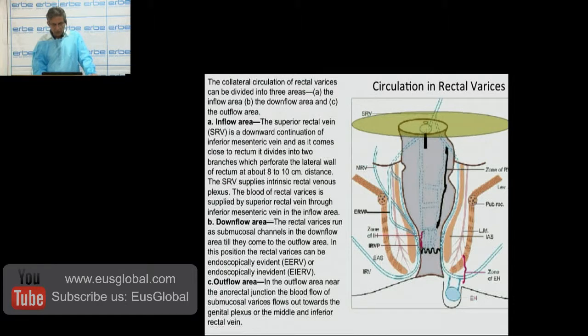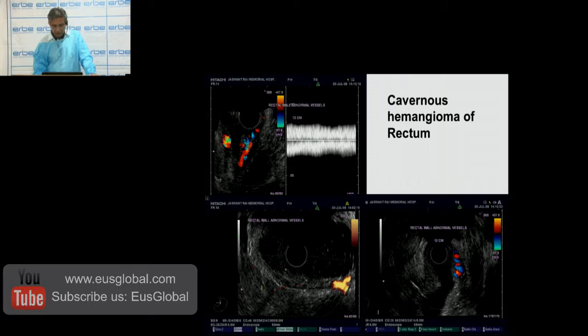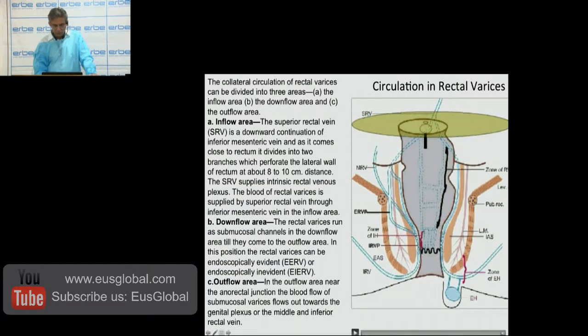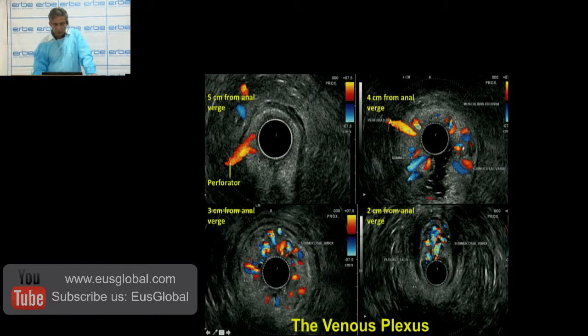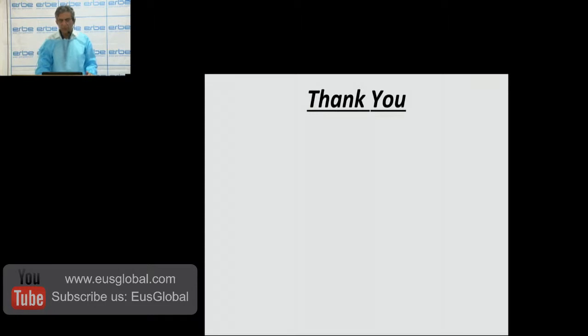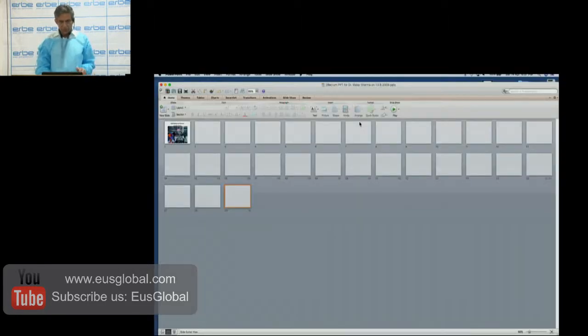So then these rectal varices, you can see there is an inflow area and a downflow area, and you can see once you move your probe down. So how do you see the rectal varices? These are a couple of cases we have seen and demonstrated: the rectal hemangioma, rectal wall abnormal vessels, the rectal varices, and the individual venous plexuses. How do you decide that this is a venous plexus or a normal submucosal rectal varix? So this one part is lower.